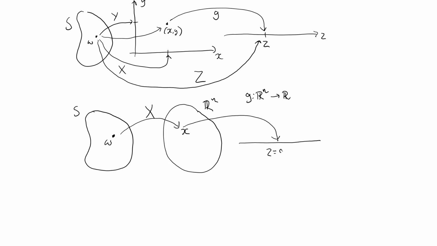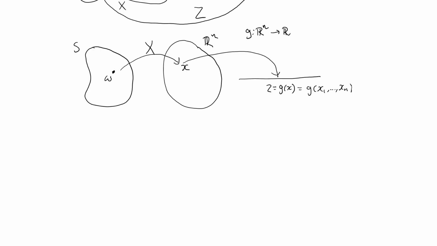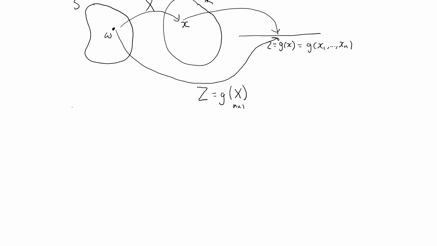So this is z, which is g of x, which is now shorthand for g of x1 all the way through to xn. The composition of x and g will then take me directly from omega to z. So this will be a new random variable z, which is equal to g of x. But in this case, x is an n by 1 random vector, while z is a random variable. So given a random vector n by 1 and a function from Rn to R, I can always create a new random variable by creating this composition, allowing us nice notation, very similar to when we do the function of a single random variable.